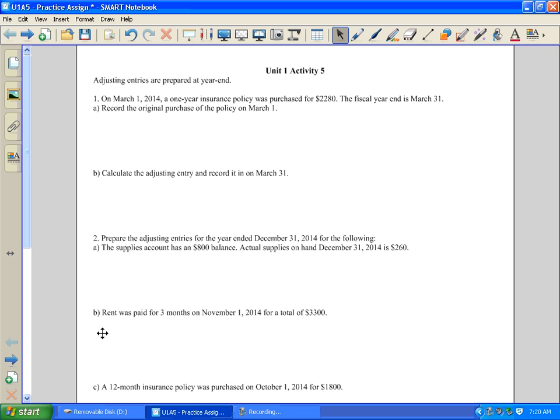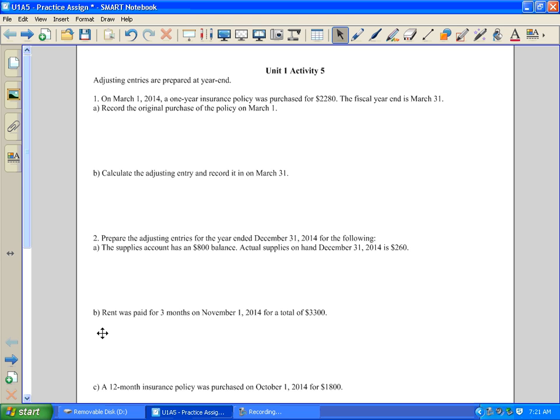Okay, so the first adjusting entry that we're going to be asked to prepare is on March the 1st, 2014, a one-year insurance policy was purchased for $2,280. The fiscal year end is March 31st. They switch fiscal year ends from question to question in this exercise, so you have to pay attention to that.